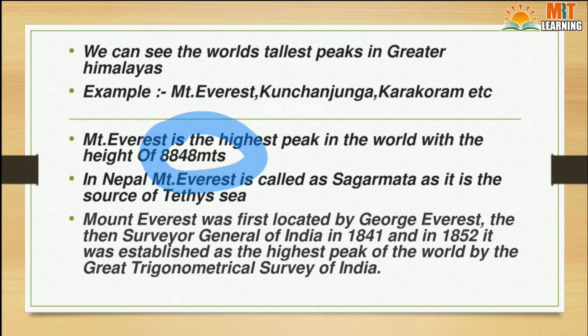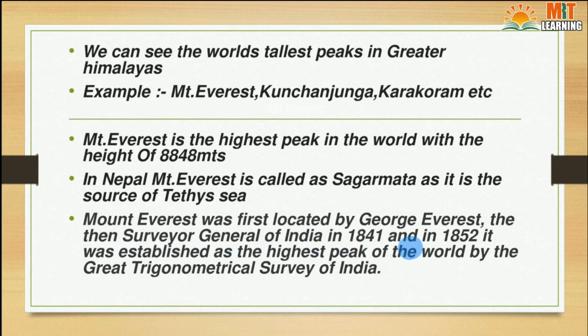The first person who succeeded in climbing Mount Everest is Tenzing Norgay. Mount Everest is located in Nepal, and in Nepal it is called Sagarmatha, as it is the origin of the Tethys Sea. Because of that reason they call it Sagarmatha.